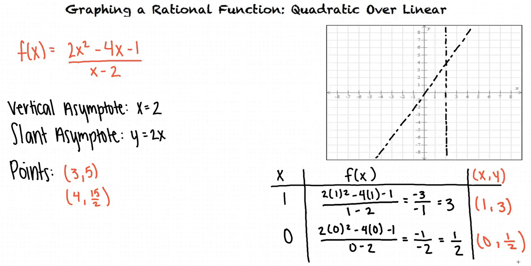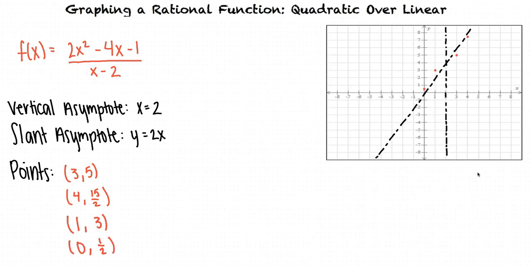Now that we've found 2 points on each piece of the graph, we can plot our points. After our points have been plotted, we can complete the graph by connecting the points on each piece of the graph while illustrating that the curve approaches the asymptotes. And now we've completed our graph.